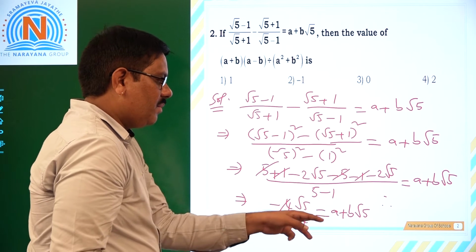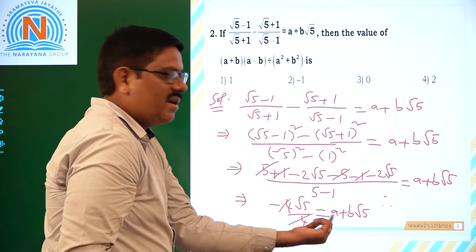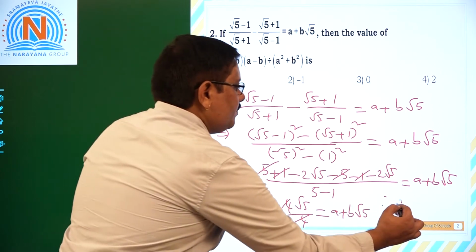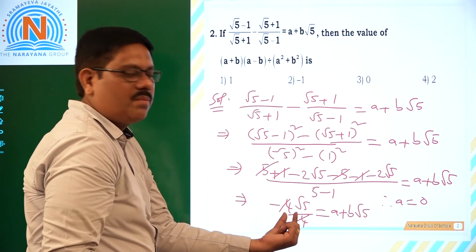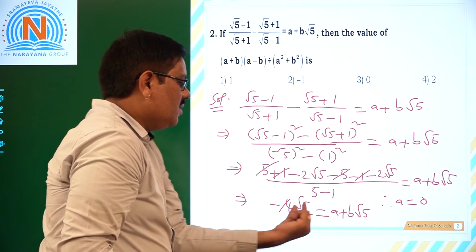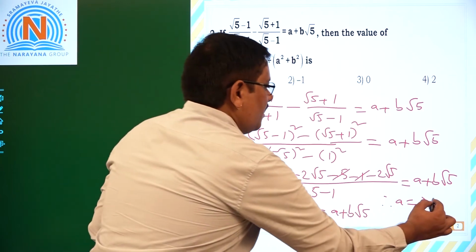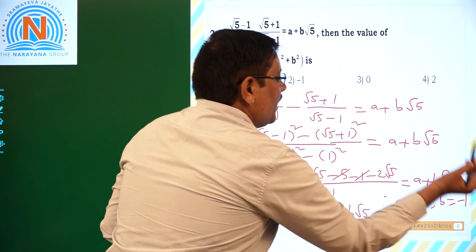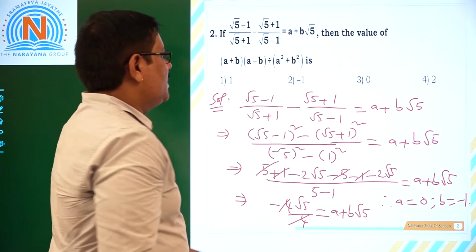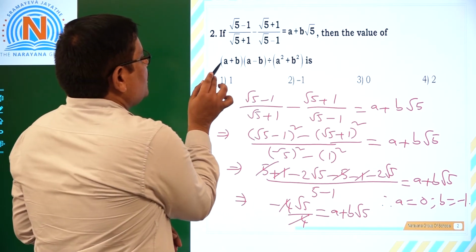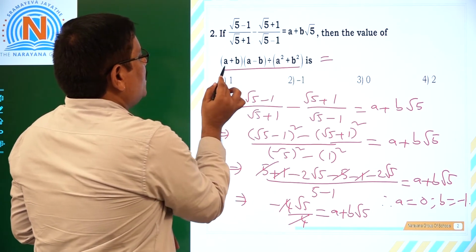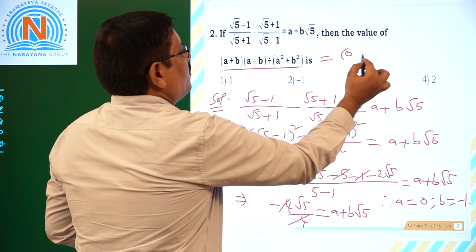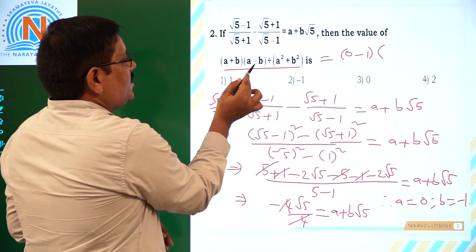If you compare the rational part and irrational part, a becomes 0. There is no rational part in this. Only we have minus root 5, the irrational part. So root 5 times b, so b is nothing but minus 1. So here a is 0, b is minus 1. If at all you substitute here, what do you know? This value he is asking, that is equal to a 0, b minus 1.